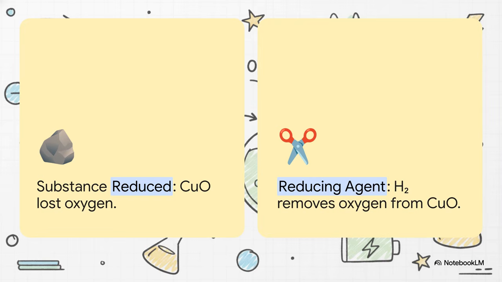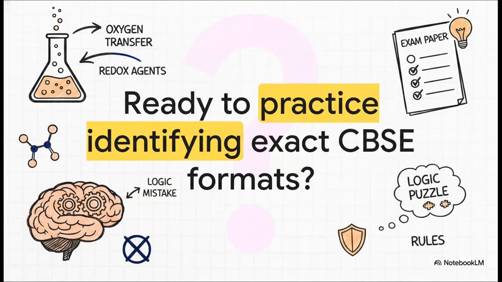And the crucial takeaway here is that it works the exact same way for the reducing agent. Check out how the substance reduced was our copper oxide, right? Because it lost its oxygen. But the reducing agent is the hydrogen. Hydrogen acts as the agent of reduction because it actively rips that oxygen away from the copper oxide. By removing the oxygen, the hydrogen literally forces the copper oxide to be reduced. The agent is always the instigator. The substance oxidized is the reducing agent, and the substance reduced is the oxidizing agent. It's a perfect flip.